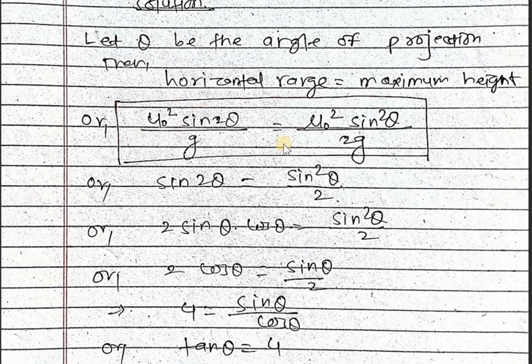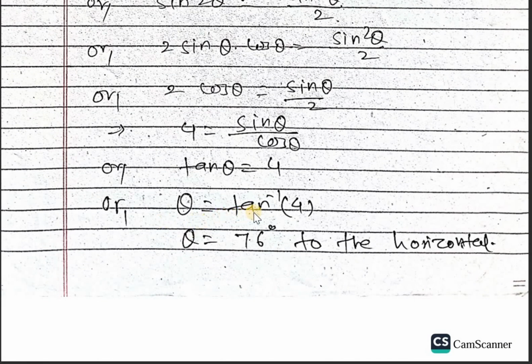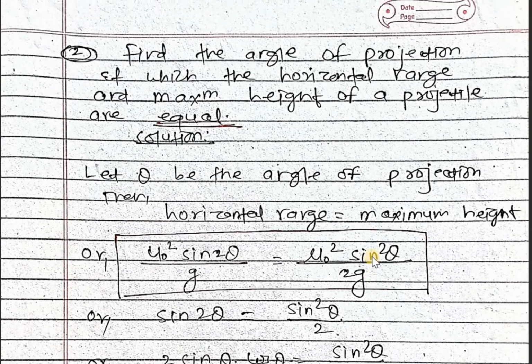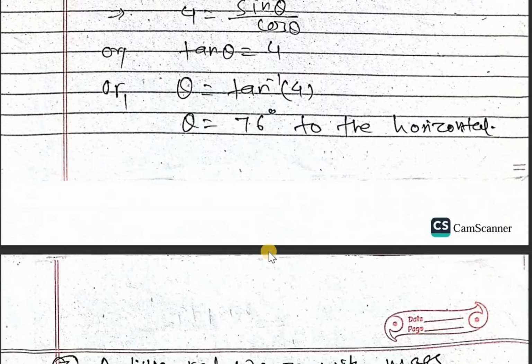From this equation, u square and u square cancel, g and g cancel. So sine 2 theta equals sine square theta upon 2. The formula of sine 2 theta is 2 sine theta cos theta, equal to sine square theta upon 2. So this sine theta and this sine theta cancel, and here there is a square, so one sine theta is left. So 2 cos theta equals sine theta upon 2. After cross multiplying, we get tan theta equals 4, and theta equals tan inverse 4. So theta equals 76 degree to the horizontal. We have to find the angle of projection, so the angle of projection is 76 degree.